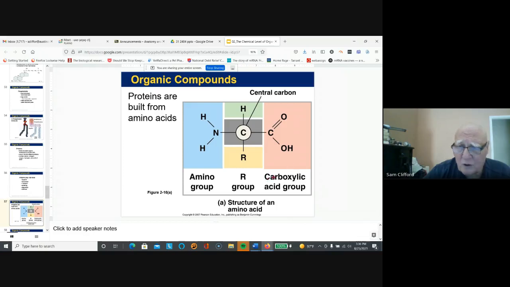So you should know these names. There'll be a lot of questions asking about carboxylic acid and amino groups and the structure of an amino acid, which is the building block of proteins.